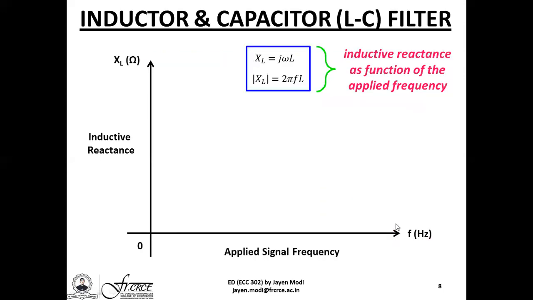We also observed the graph of the inductive reactance XL varying as a function of the applied signal frequency F. Here XL is equal to j omega L. So taking modulus of this, we get mod XL is equal to 2 pi FL. Since we are plotting a graph of XL versus F, the inductance L will be constant and 2 pi is itself a constant. So the graph will be a typical straight line. Reason being that since 2 pi and L are both constant terms, XL is simply directly proportional to F. So you have the equation of a straight line passing through the origin.